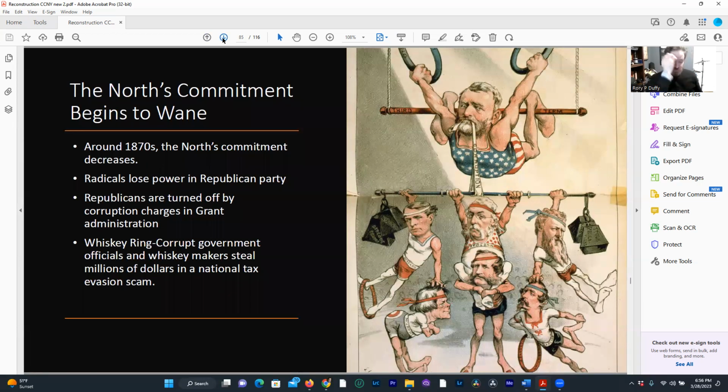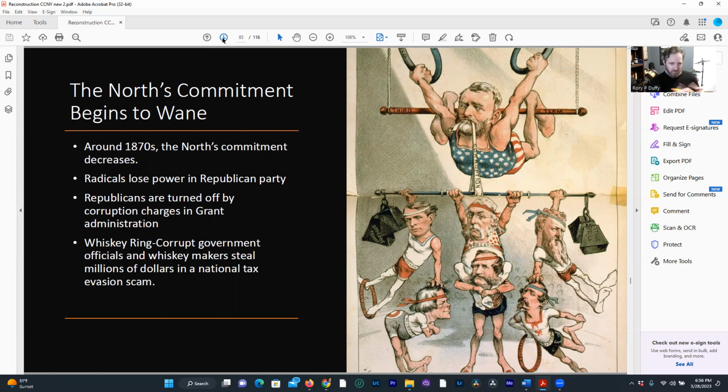The North is starting to industrialize. We're starting to see a wave of immigrants coming in. We're seeing new factory jobs opening up. We're seeing the West really come into its own with a new identity. And we want to see the North kind of move on from the Civil War. So around 1870, our commitment to the South decreases.